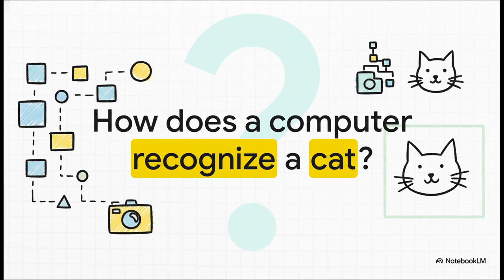So let's just put the question right out there. How does a machine go from a bunch of ones and zeros to the actual concept of a cat? The answer isn't what you might think. It's not about programming rules for whiskers and pointy ears. It's about a total shift in how we teach machines to learn anything at all.